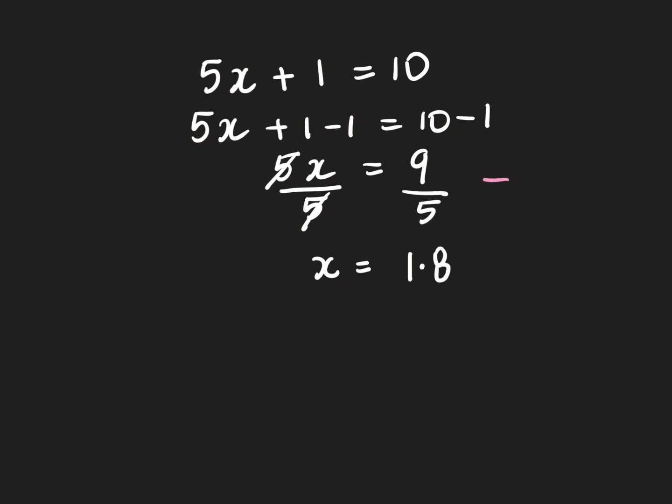Now, it's also okay to just leave it like that, as 9/5. That is an okay answer, but you may prefer the look of a decimal answer, in which case you'd give it like that.